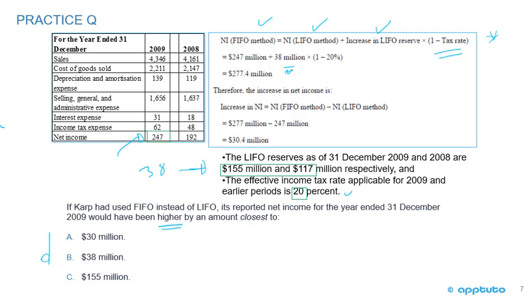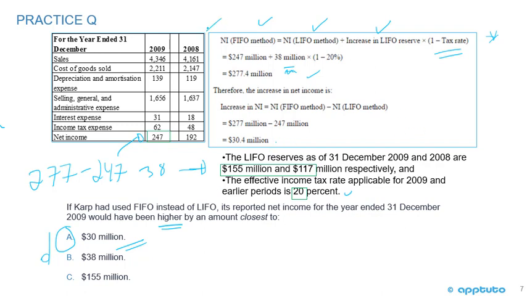And so we would have had 277.4 million as our net income under the FIFO method. But this was looking for the change, so it's pretty easy. We just had to take that 277 minus the 247, and that's the difference. Therefore, we're going to be closest to A, the 30 million. It's 30.4 million. Okay, so that one's not too difficult.